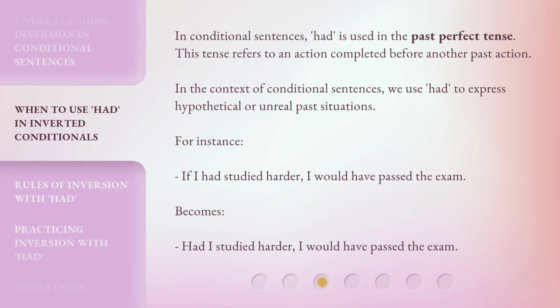In conditional sentences, "had" is used in the past perfect tense. This tense refers to an action completed before another past action. In the context of conditional sentences, we use "had" to express hypothetical or unreal past situations. For instance, "If I had studied harder, I would have passed the exam" becomes "Had I studied harder, I would have passed the exam."